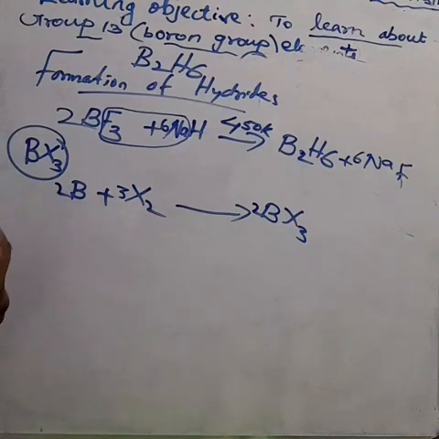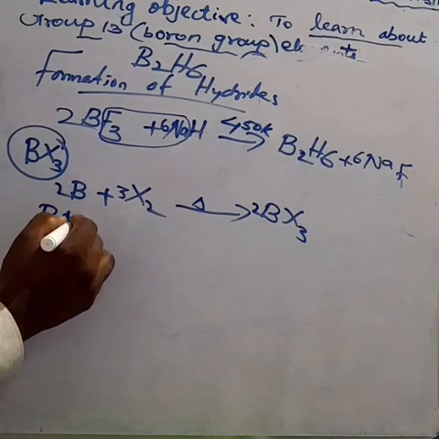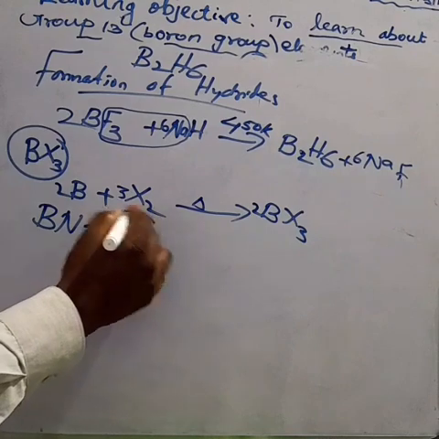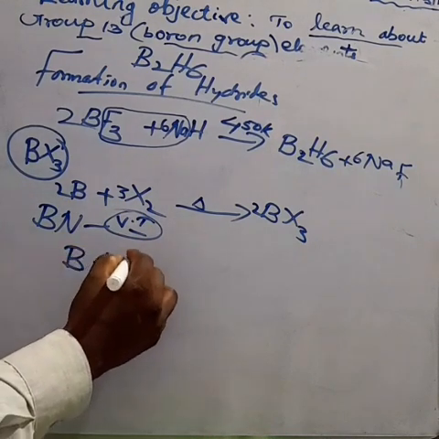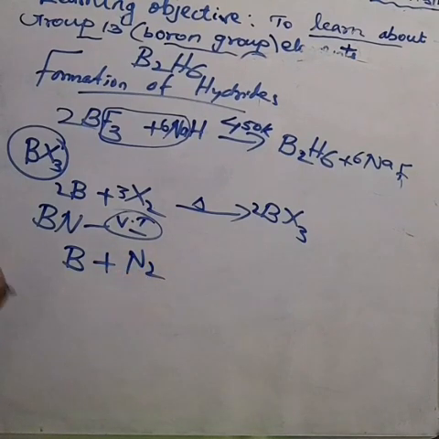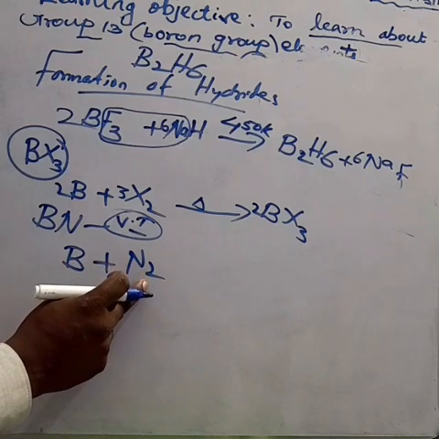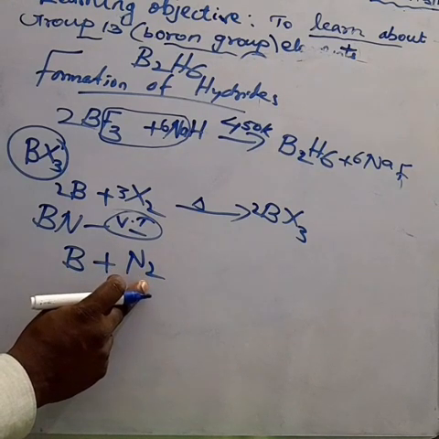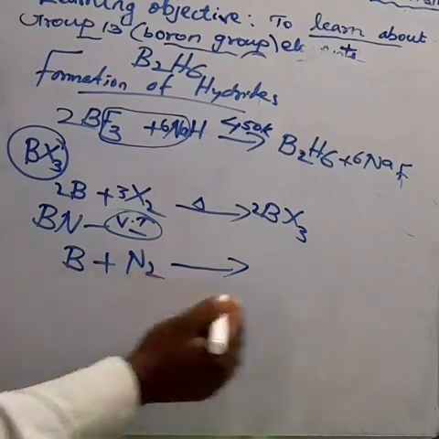Next, one of the book back questions, a very, very important question. Formation of boron nitride. How is boron nitride prepared? That's the question. Boron reacts with dinitrogen. What is the formula of boron? B. It reacts with dinitrogen, that is N2, and we get boron combined with nitrogen, BN.